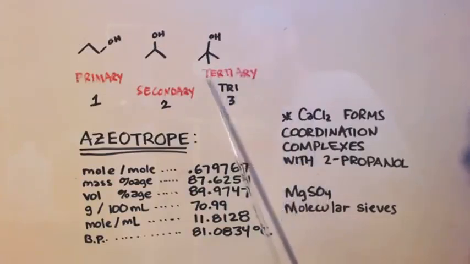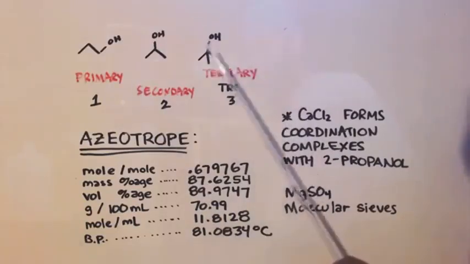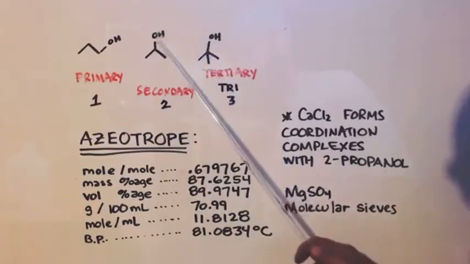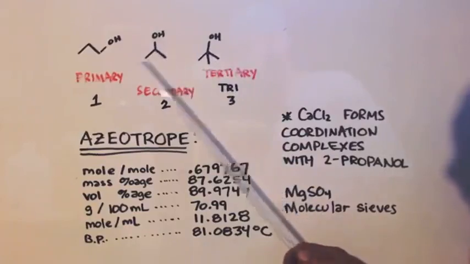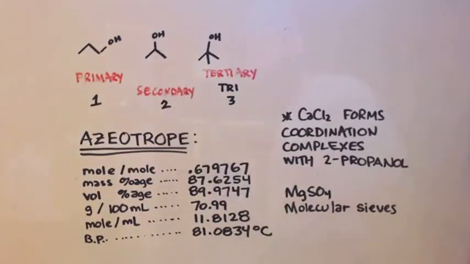But think of tri. Tri is always three. Tricycle, you know what I mean? Tri is three. Tertiary, three. So this is a tertiary alcohol because it's connected to a tertiary carbon. Secondary alcohol because it's connected to a secondary carbon. Primary alcohol because it's connected to a primary carbon.